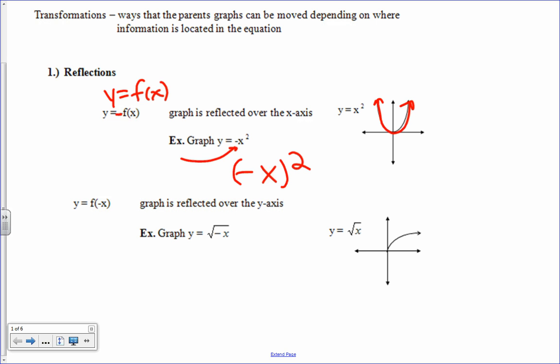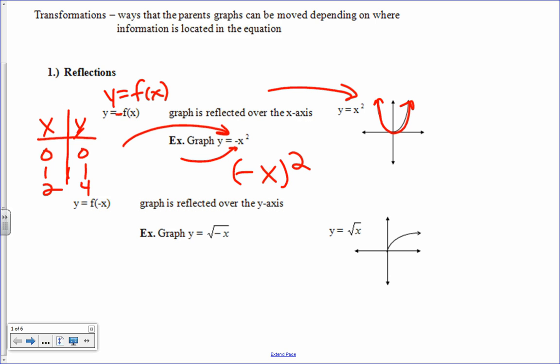So what's going to happen if I actually made an xy table? Okay, if I made it for this first one over here, well, I would get 0, 0, 1, 1, 2, 4. You agree with that? What's going to happen to all my y values now if I try and make a table for that one? All the y values are going to become the negatives, right? If I put 0 in, I still get 0. I put 1 in there, I square it, I get 1, and then make it a negative. So it'd be that and that. So really you can see how all it really does is it takes every single point on this graph and reflects it over the x-axis. So that red one there is the graph of y equals negative x squared.